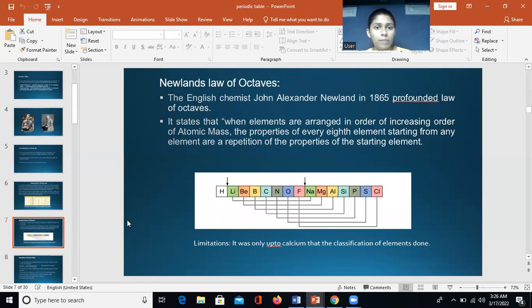Now let us come to Newlands' law of octaves. The English chemist John Alexander Newlands in 1865 propounded the law of octaves. It states that when elements are arranged in increasing order of atomic mass, the properties of every 8th element starting from any element are a repetition of the properties of the starting element. The limitation was that the classification of elements worked only up to calcium.